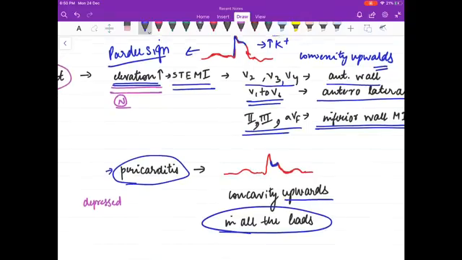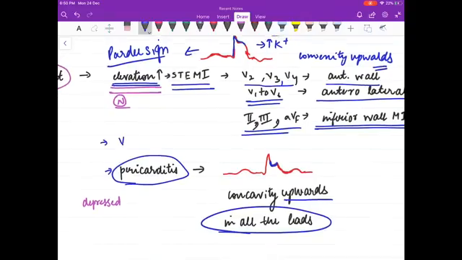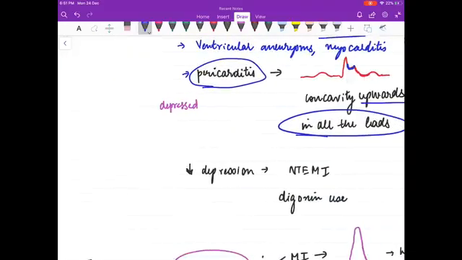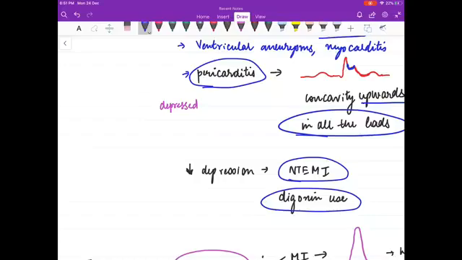And also another condition where you can see ST elevation is ventricular aneurysm and myocarditis. So friends, if you see the ECG carefully, you will be able to identify all these things. And ST depression is seen in non-ST elevation MI and digoxin use.